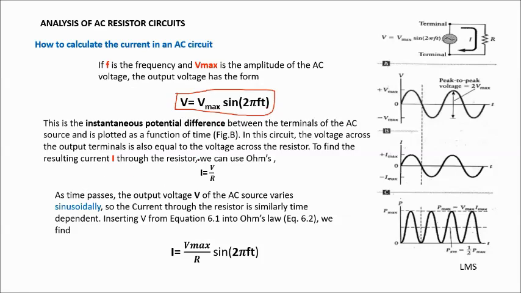So, recall natin yung Ohm's law. As time passes, the output voltage V of the AC source varies sinusoidally. That's why yung symbol is sine wave, no? So the current through the resistor is similarly time dependent. Inserting into the equation of Ohm's law, I is equal to V over R. There we have Vmax sine 2 pi ft over R, where R is resistance.